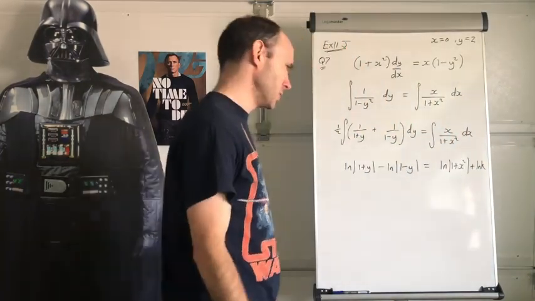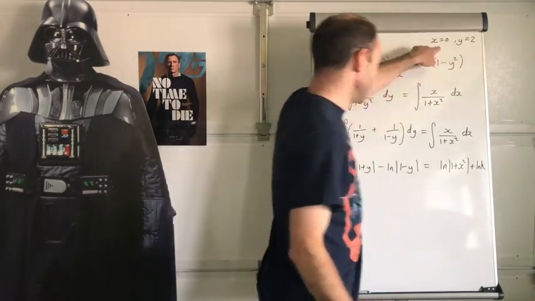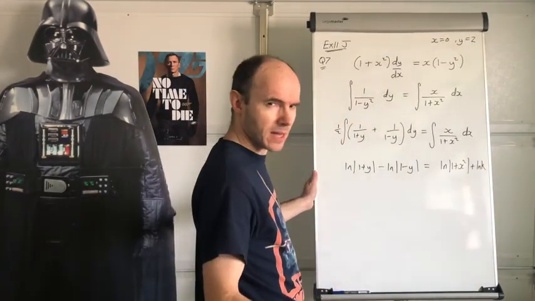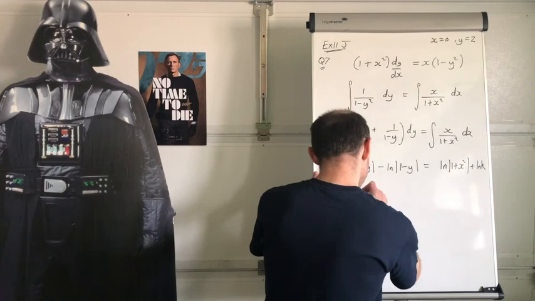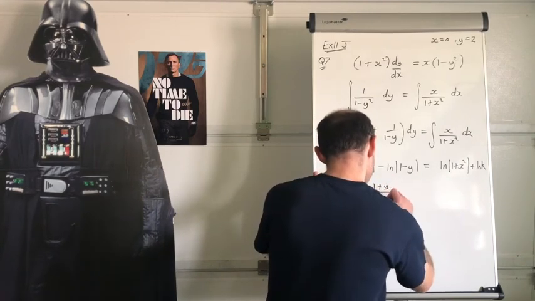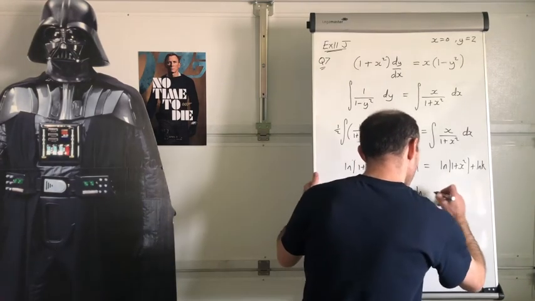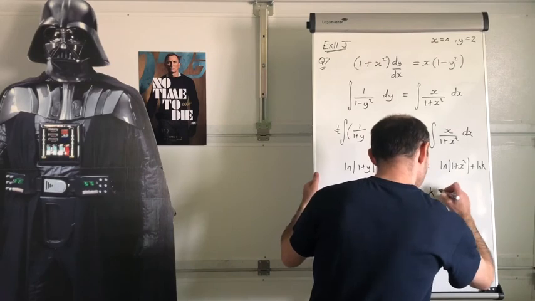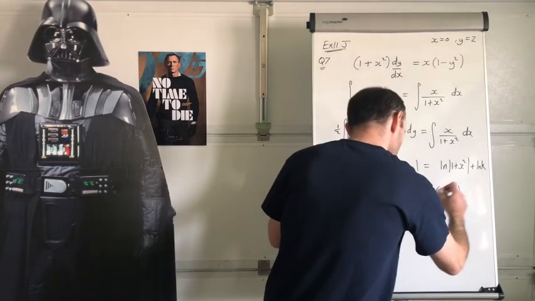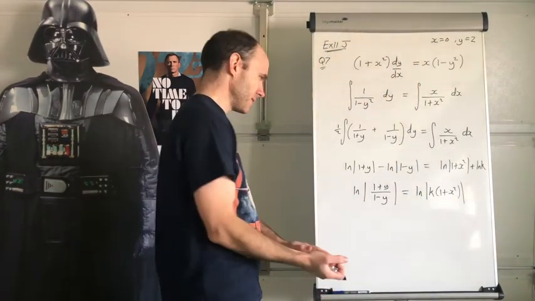Okay, good. At some point we've got to substitute these in, haven't we? Do you want to do that now? Well, maybe we just simplify it a little bit first. So we'll have natural log of 1 plus y over 1 minus y on the left hand side, and is equal to natural log of k times 1 plus x squared on the right hand side. And I'll put in the modulus brackets there. Is that okay? Good.